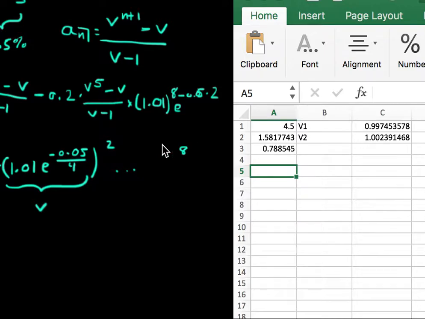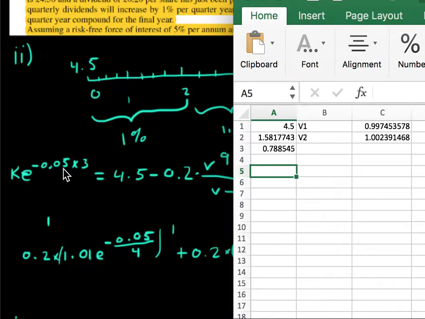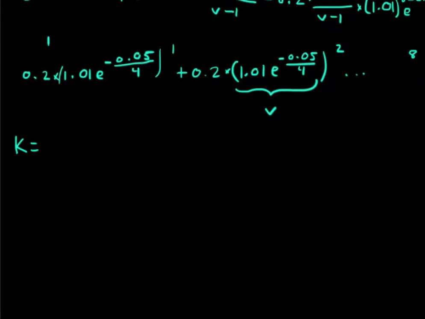So k discounted back is equal to 4.5 minus these two, which is this. And now we just have to find k by itself, so we're taking this right hand side and dividing it by this bit, or another way is just multiplying by the exponential of positive 0.05 times 3. Now we have that k is equal to 2.47. So 2.47, we can write that down.